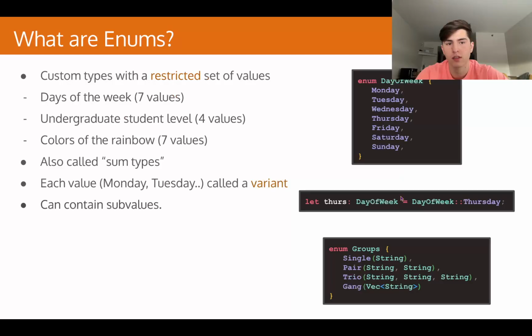This is also called a sum type, since the only variations are the sum of the number you have here. Each value here is called a variant. So Monday, Tuesday, Wednesday, they're all variants of day of the week. And these variants can contain subvalues, as shown in the enum groups here. A single variant comes with a single string. A pair comes with 2, trio comes with 3, and you can even put collections like vectors in here.